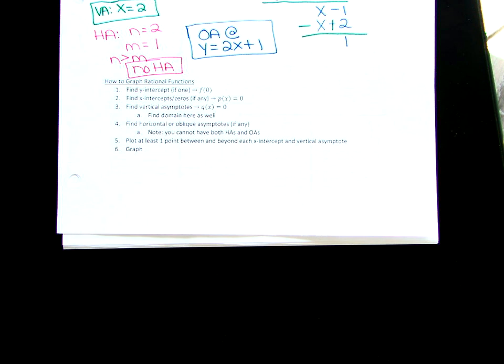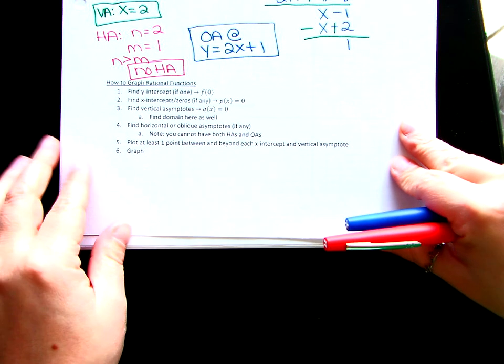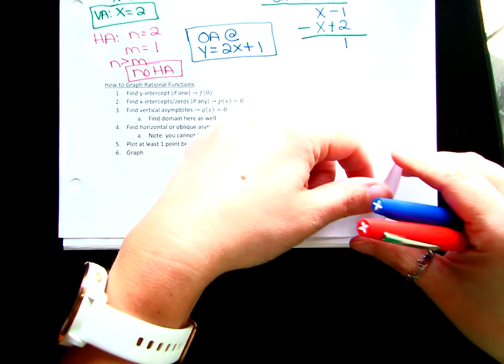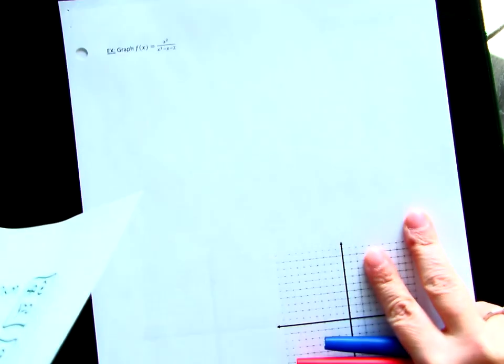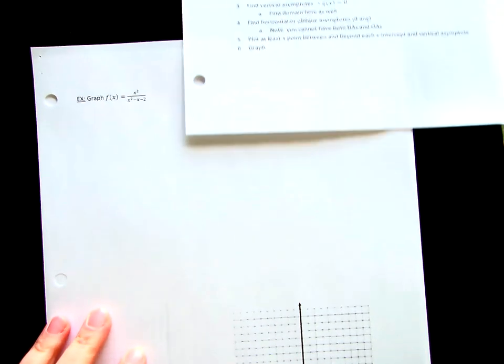So that's a lot of steps to do one graph, which is why I leave lots of room in order to do this. I'm trying to figure out if I can keep all of this up there. Maybe, for a little bit.